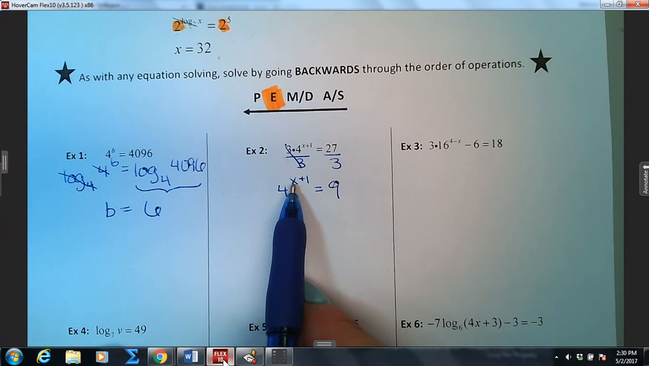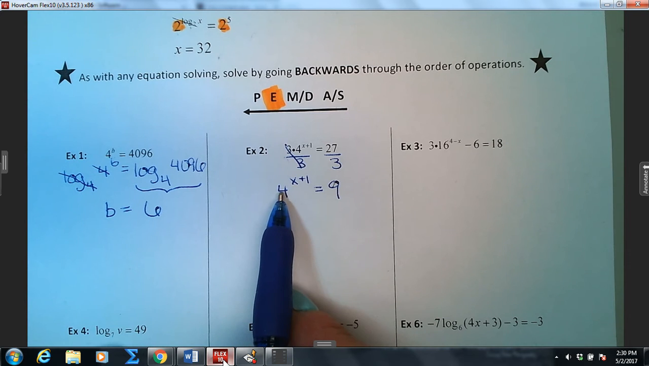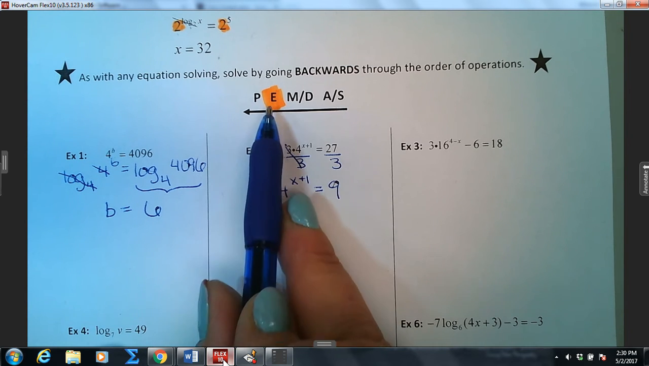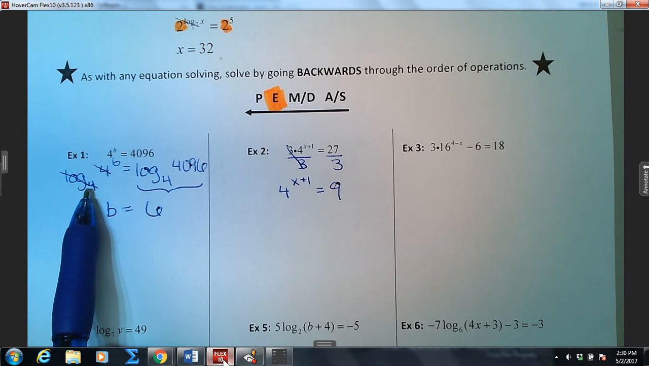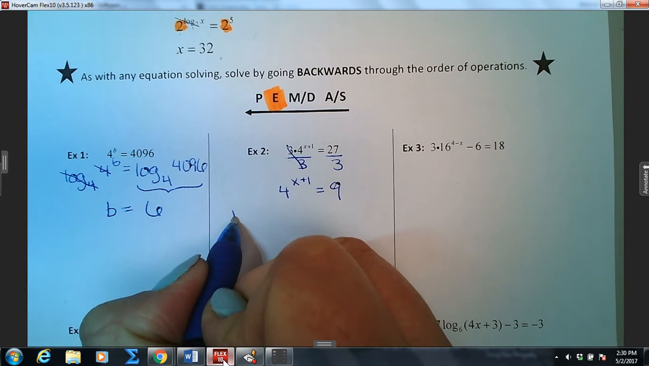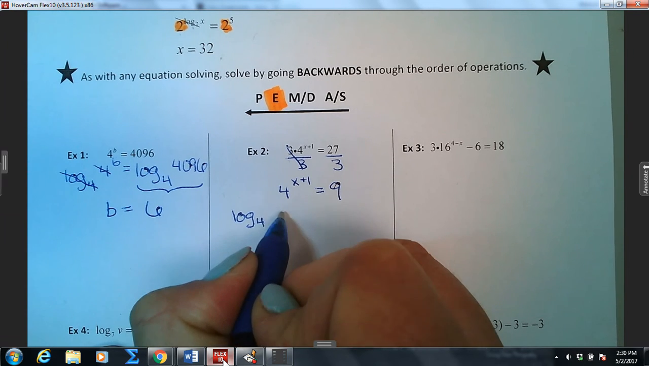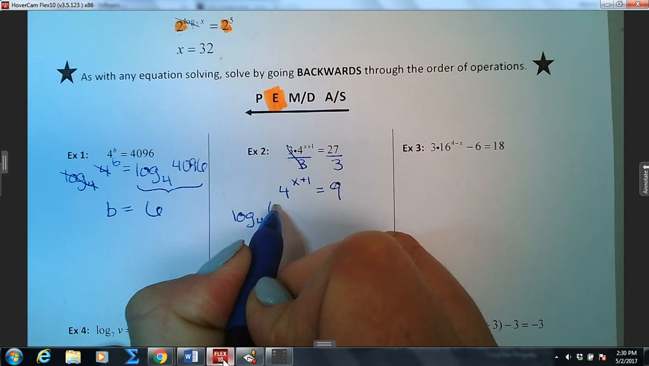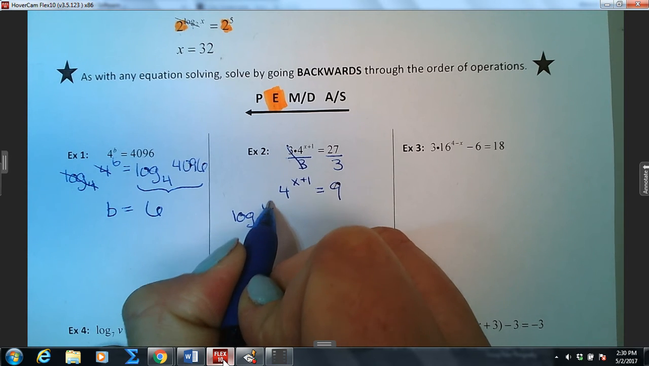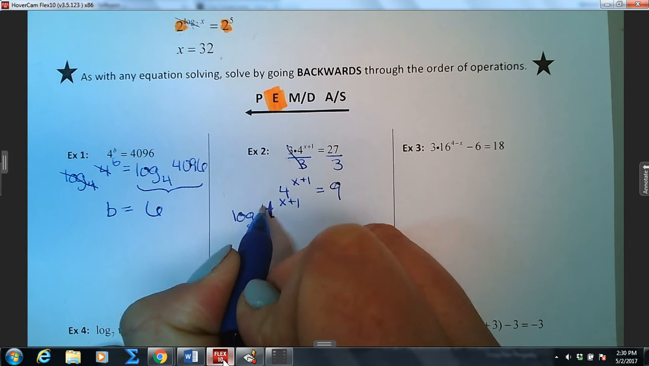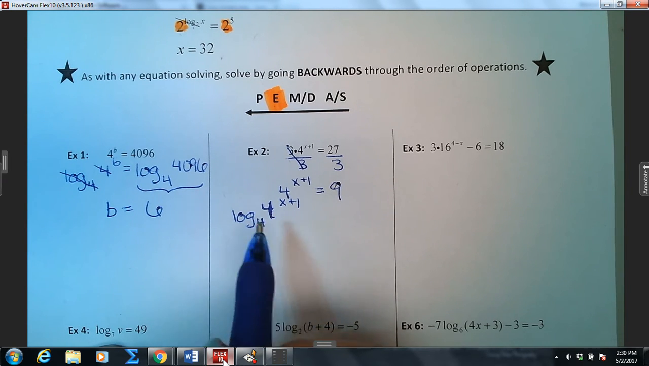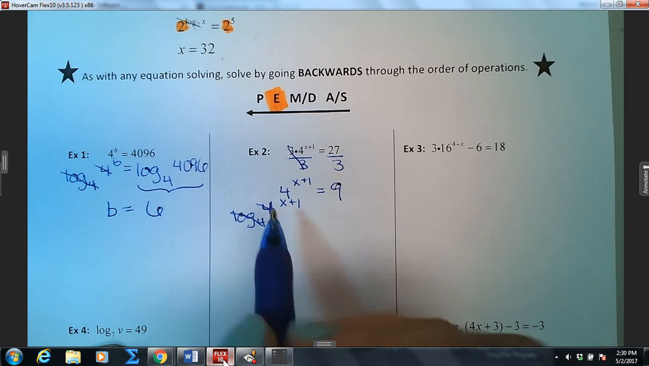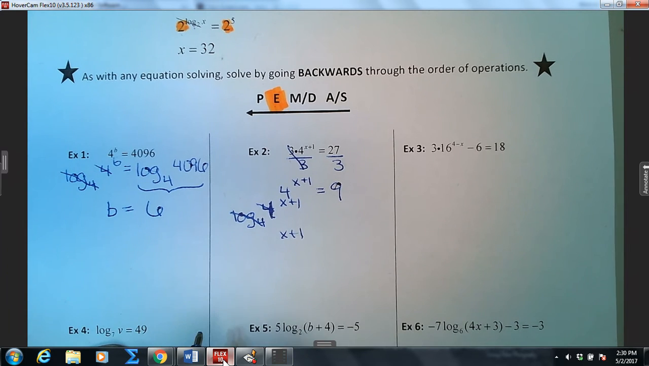Now, I need to get x, which means I need to get rid of the base 4. I'm working in the exponential part. We just saw how to get rid of a base 4 on example number 1. To get rid of a base 4, I need to use a logarithm of the same base. So a log base 4 will get rid of an exponential base 4. And that'll leave me x plus 1 all by itself.